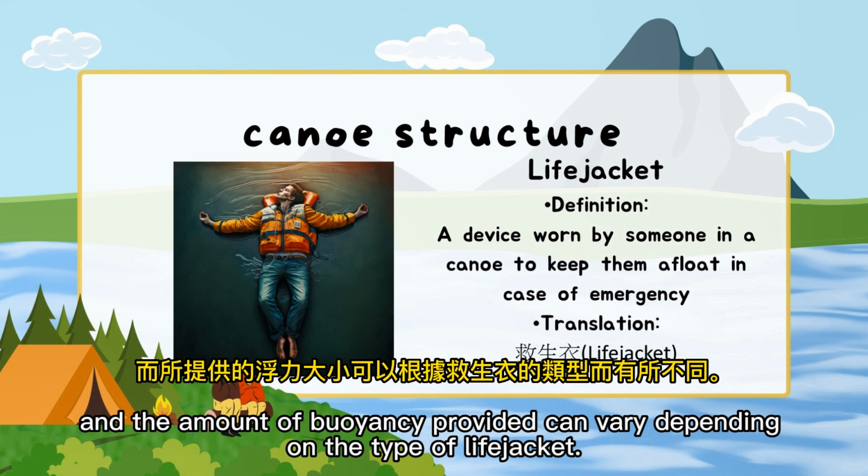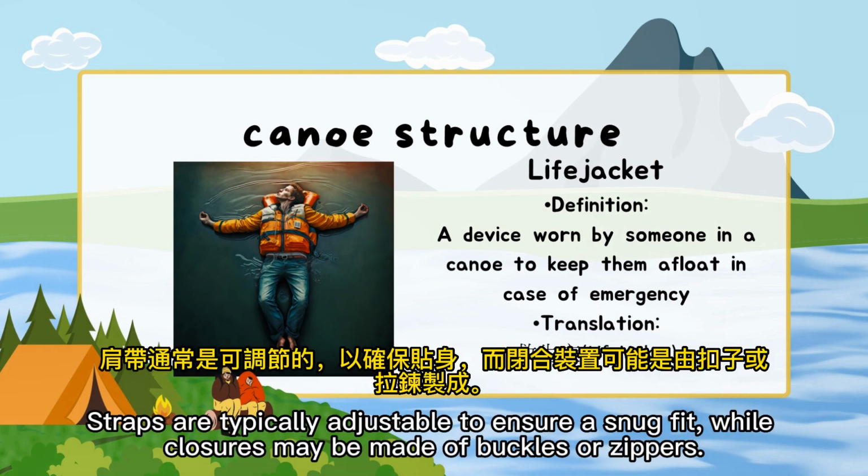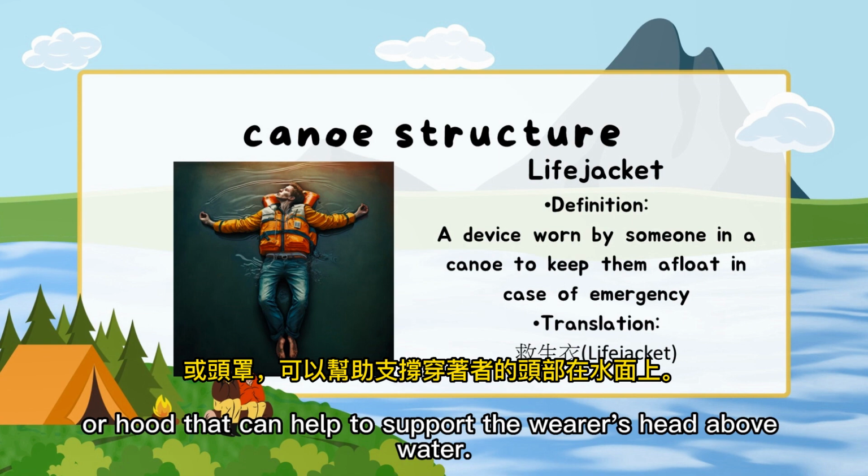Straps and closures. These are the components of the life jacket that are used to secure it to the wearer. Straps are typically adjustable to ensure a snug fit, while closures may be made of buckles or zippers. Flotation collar or hood. Some types of life jackets include a flotation collar or hood that can help to support the wearer's head above water.